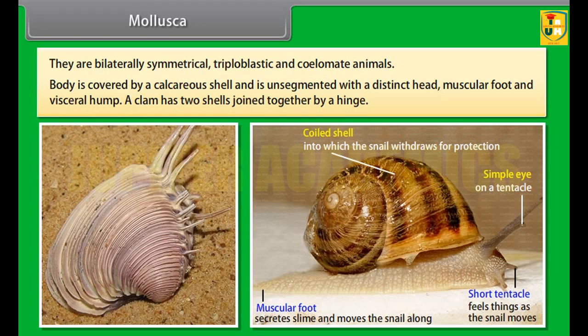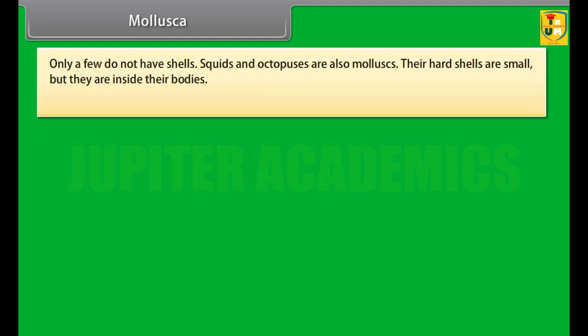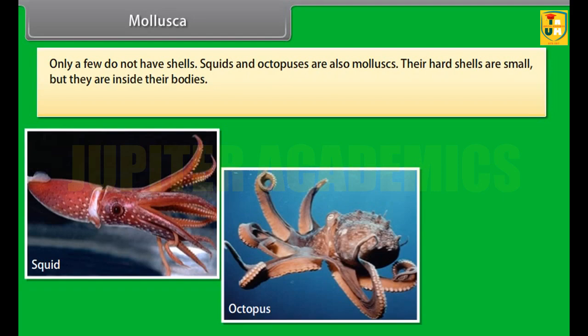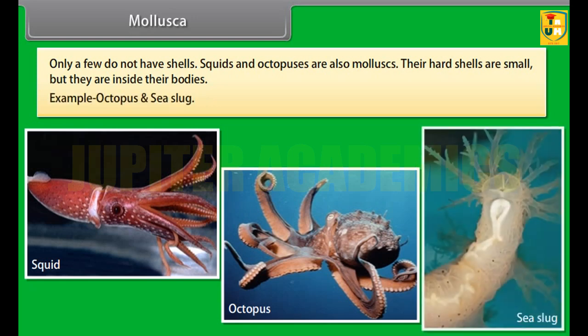A clam has 2 shells joined together by a hinge. Only a few do not have shells. Squids and octopuses are also mollusks. Their hard shells are small, but they are inside their bodies. Examples: octopus and sea slug.